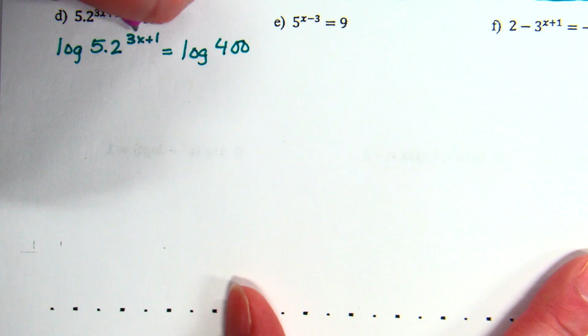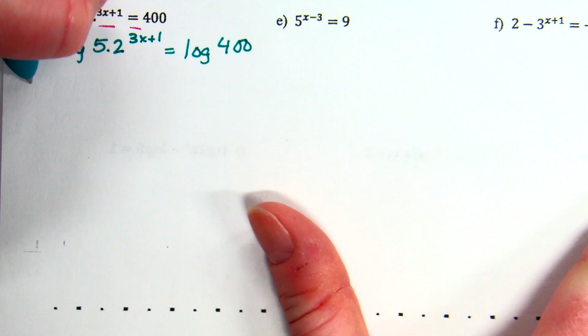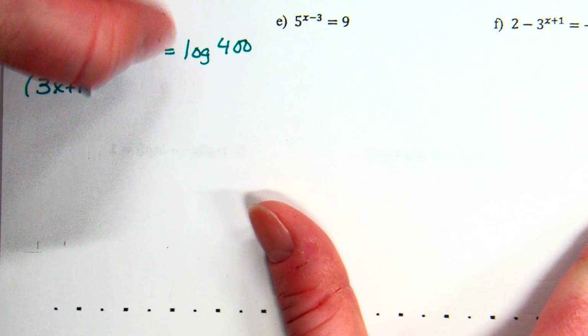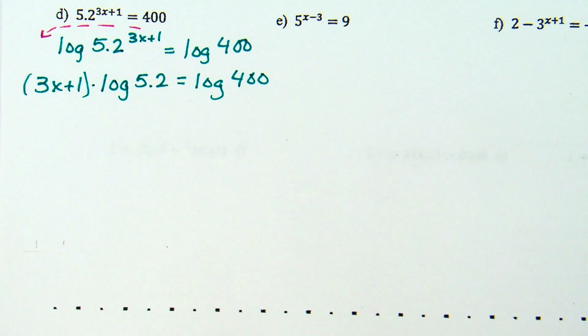Now, because my power is a sum, because it's more than just one factor or one quantity, I'm going to have to put it in parentheses. So this is 3x plus 1, that quantity, times log of 5.2 still equals log of 400. And now my job is to solve for x.